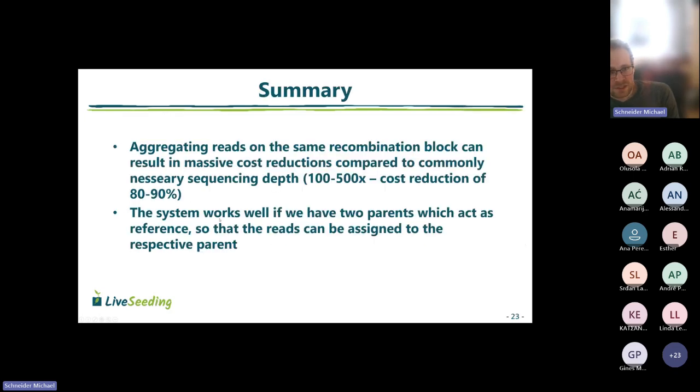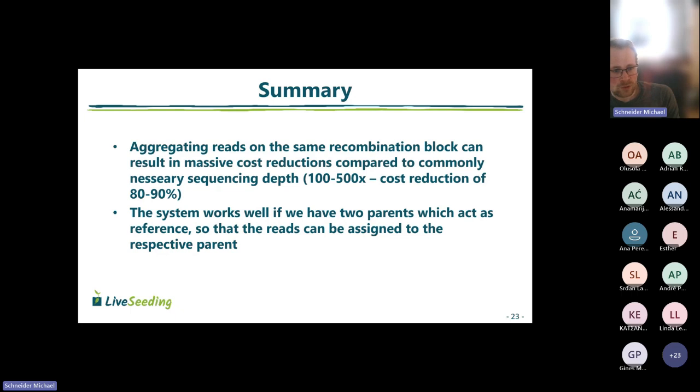So the summary is that when we aggregate the reads on the same recombination block, and the gene 99.9% usually always sits on the same recombination block, this can result in a massive cost reduction compared to the necessary sequencing, which is 100 to 500 times X. And this system works very well when you have two parents.